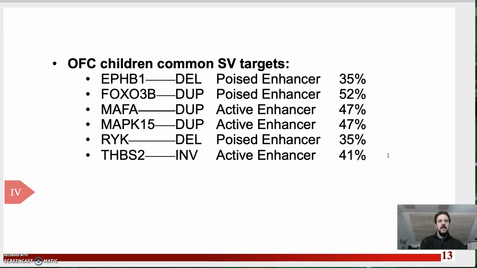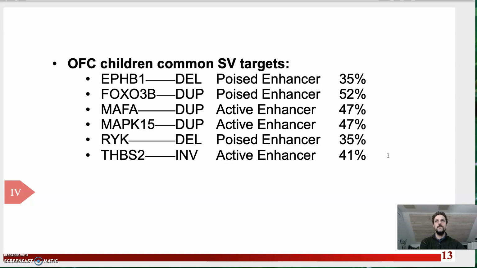The other interesting thing that we completed with the framework by looking at the cohort is we looked at common SV targets. So even if the SV wasn't overlapping, in other words, it wasn't the same SV because these SVs were occurring novel for each of the OFC phenotype children, we saw that they had some common targets that were being affected. Even though the SV is different, it's within range and it meets the criteria of being like a poised enhancer or an active enhancer. We found 6 interesting indirect regulatory targets.